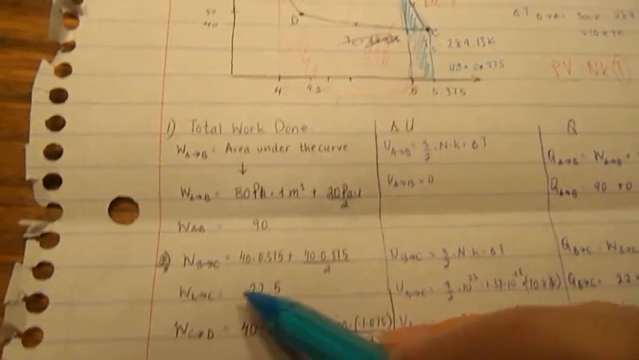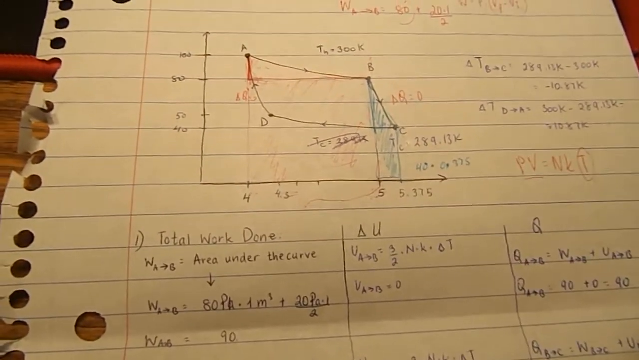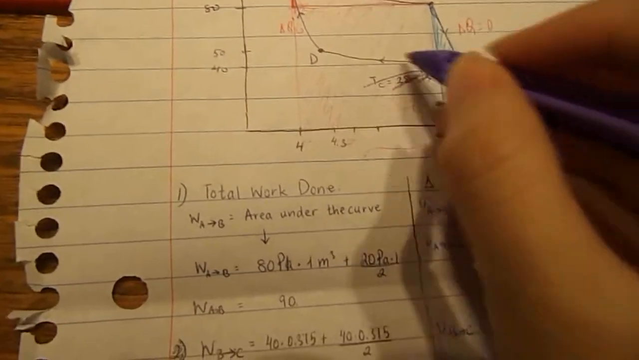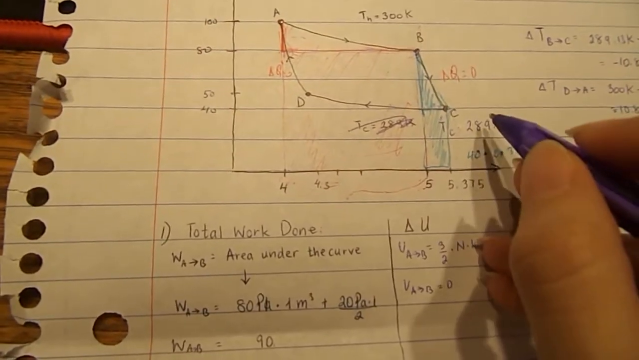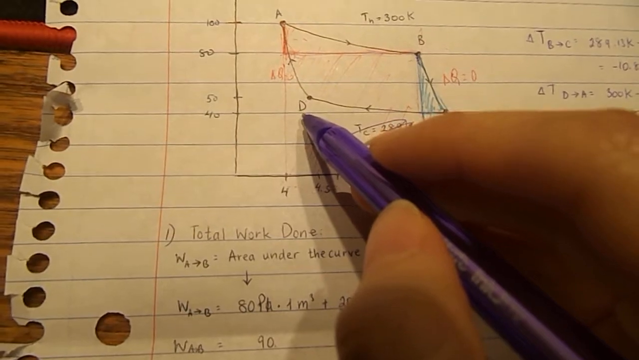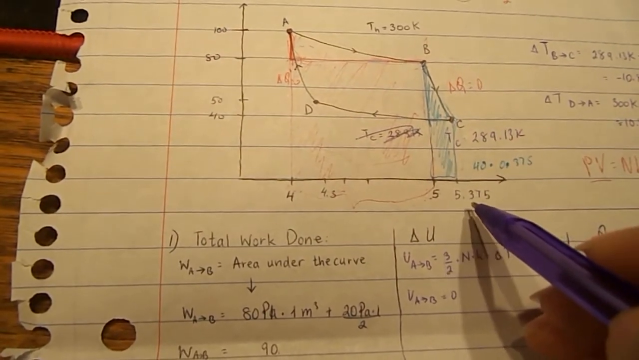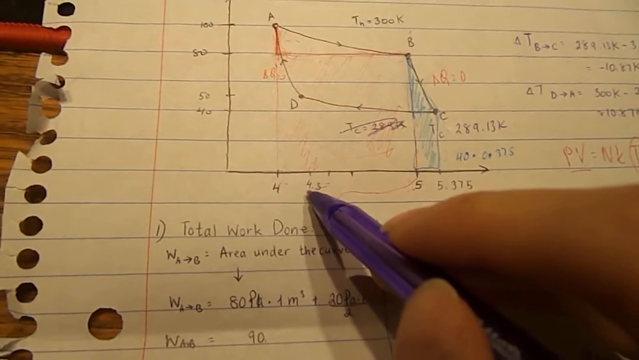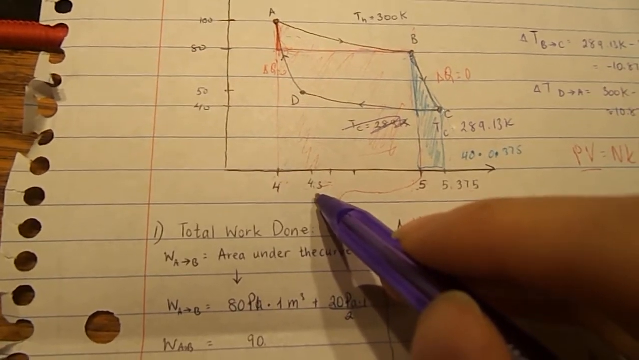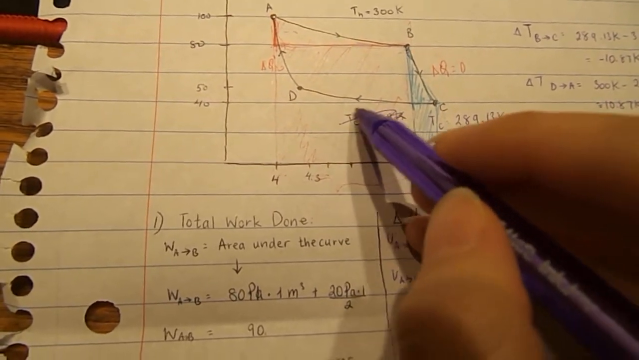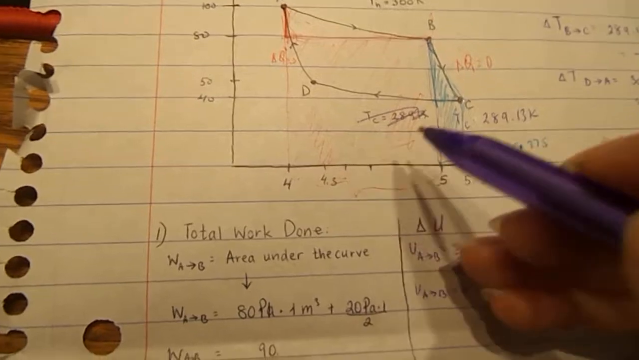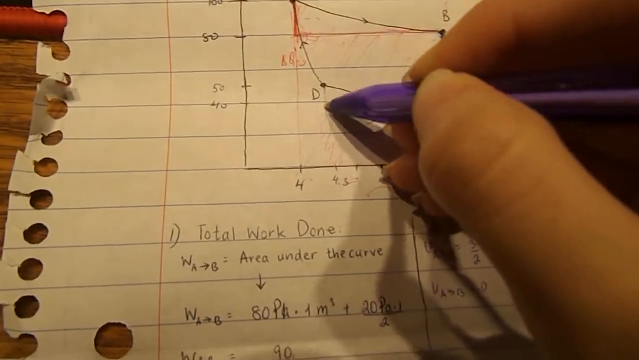Work done from C to D, again, you do the same thing. But now we are going from bigger volume to a smaller volume, from like 5.375 to 4.3. Again, we need to find the area under this curve, so we have this.